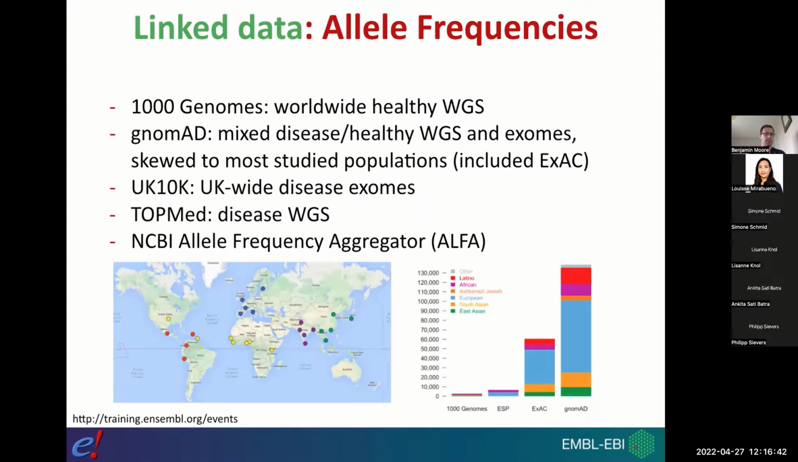So the first type of linked data that I said that we look for is the allele frequencies. There are a number of different projects that have allele frequencies for variants in different populations around the world, and this is the main set of projects that Ensembl imports variation allele frequencies from. We have the 1000 Genomes Project, which looked at healthy individuals from 26 different populations around the world to identify a catalogue of genetic mutation around the world.